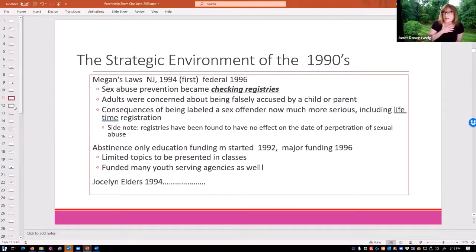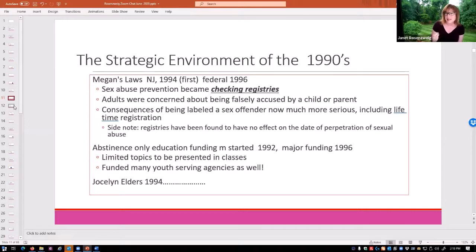Adults, like people like me, who used to curl up on the floor of girls clubs of Dallas with the kids and take out line drawings of reproductive anatomy, like the ones we're going to see later. I mean, it became an environment where someone like me would have been afraid to do that with kids, because we were afraid of being falsely accused by a child or a parent of having an inappropriate discussion with a child. The consequences of being labeled a sex offender became very, very serious, including a lifetime registration.